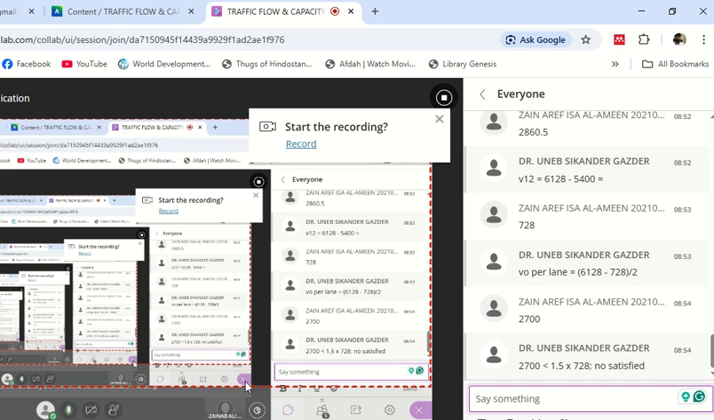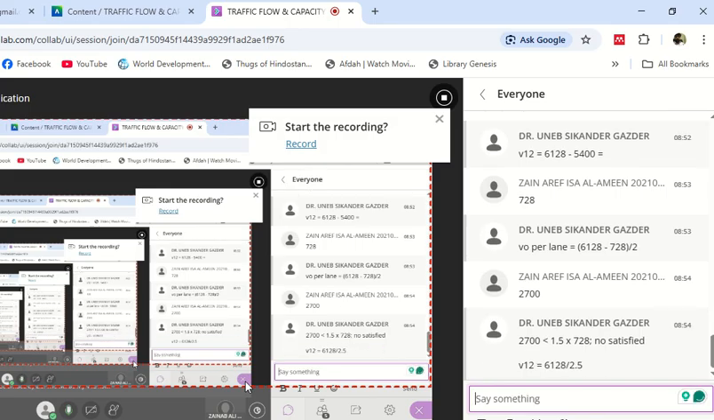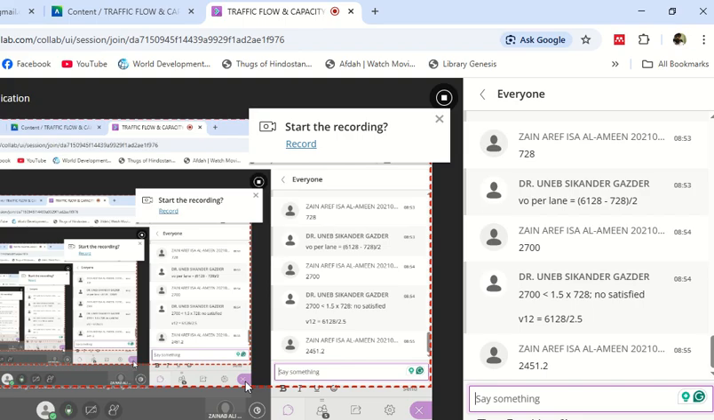Okay, so the total VF remains the same, it doesn't change. We are just distributing the volume. So 6128 divided by 2.5. This will be my V12 now. The final V12 will be this one. Remember, we are doing it because the checks are not getting satisfied. Okay, so this is my new V12. So we don't need to go back. You go from one check to the next one and just continue. So this is my new V12, 2451.